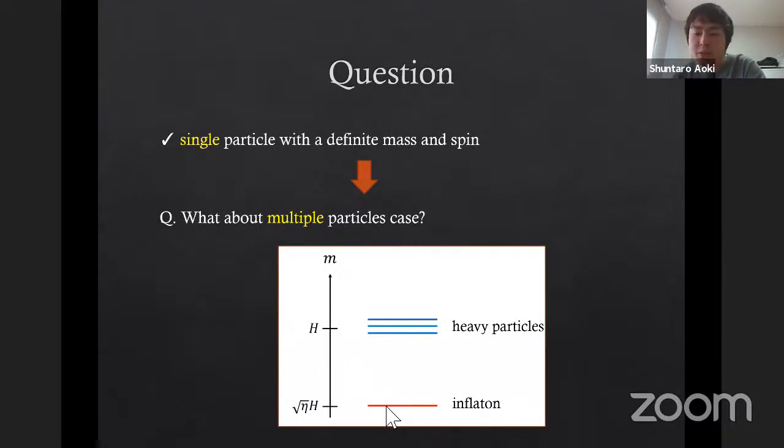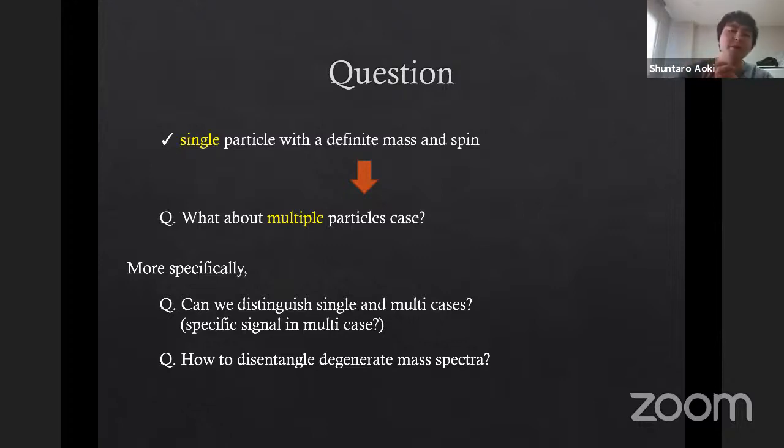There is one light mode, the inflaton. It has a mass given by some slow-roll parameter times the Hubble scale, so it is light. And around the Hubble scale, there are several heavy particles which may be detected by the cosmological collider.